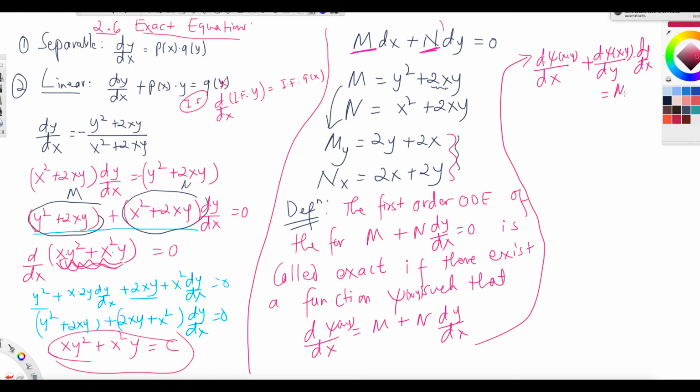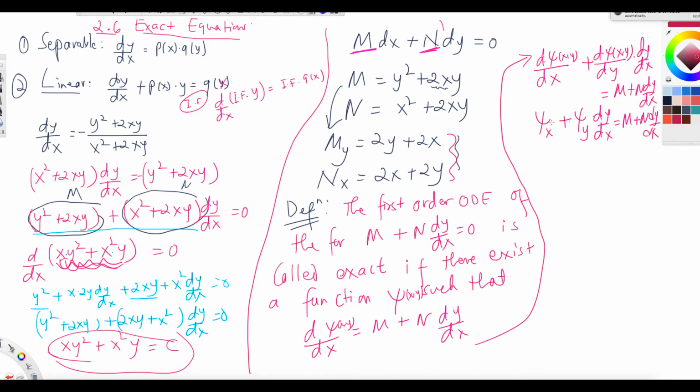You've got M plus N dy over dx. You see that? So this is written as psi sub x, the partial of psi with respect to x. Okay, and then plus psi sub y times dy over dx equals M plus N dy over dx. Now let us equate that.